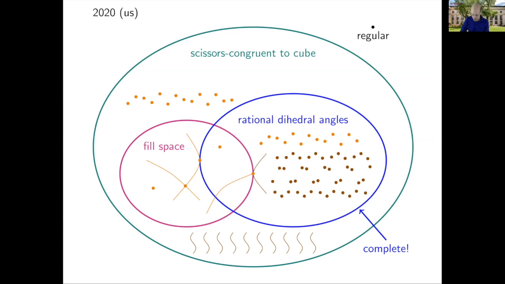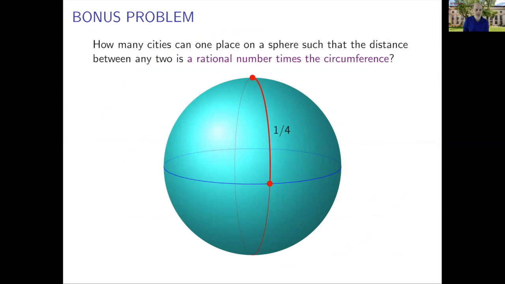Since there's a little bit of extra time, let me talk about a bonus problem, besides the three that I've been discussing, that can also be solved with our methods. So here's the problem. Imagine you have a sphere and you want to place cities on it in such a way that the distance between any two of them is a rational number times the circumference. And when I talk about distance, I'm talking about distance along the sphere. Like for example, if I take this city at the North Pole, okay, maybe there's not a city at the North Pole, but anyway, this is some alien ocean world or something.